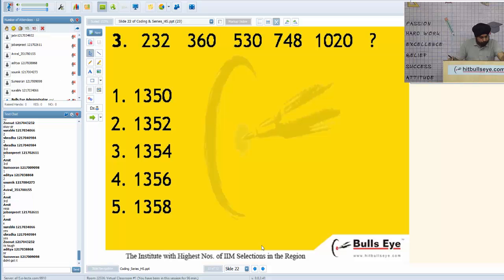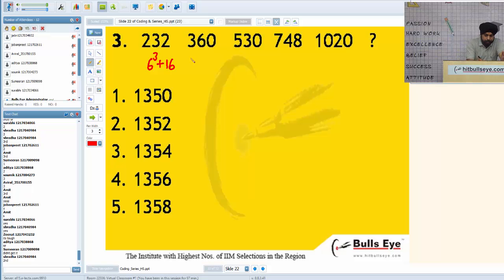Yeah, any answers? There are 2 approaches, students, you can apply here. One is you can take up the difference which you might find to be the higher values and you might find that to be the tough. Students, this is actually, you can say, based on the cubes. Again, if you see 232, it is 6 cube plus 16. Can you tell me how much is the 6 cube? 216. Then 360 is 7 cube plus 17.